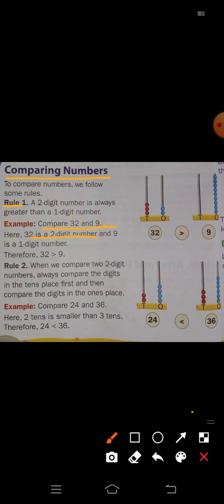32 is greater, because it is a 2-digit number. So what is the first rule? A 2-digit number is always greater than a 1-digit number. Therefore 32 is greater than 9. This is the symbol of greater. You have to use it like this. If the 2 lines are towards the number, that means that number is greater than 9, and if only 1 line is showing towards the 9, that means 9 is less than 32.